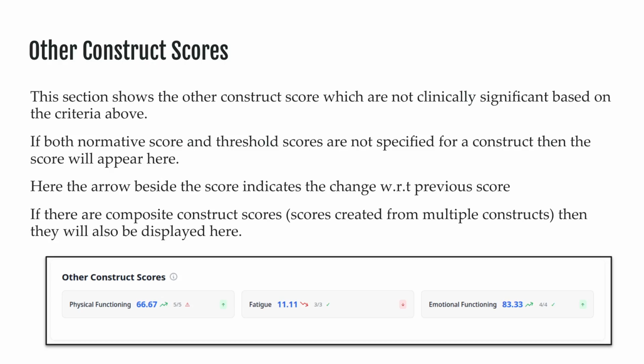We also have the ability to display composite construct scores, which are basically summations of scores created from multiple constructs. So for example, if you have a score like the FACT TOI index, which is basically a summation of 4 different FACT G scores, then you can see that composite construct score also in this section. The interpretation is quite similar. You have the day score, showing whether this is actually improved or worsened with respect to the previous one, and whether the direction of improvement indicates a better or worse outcome.